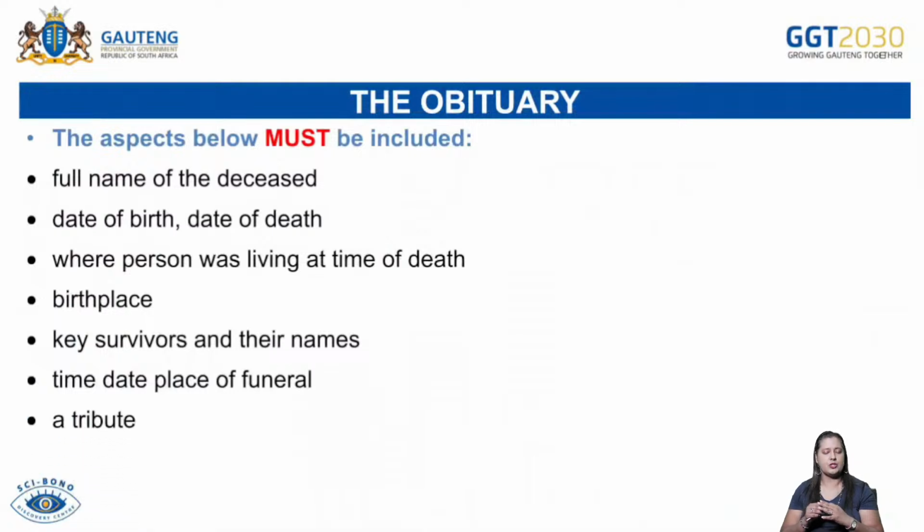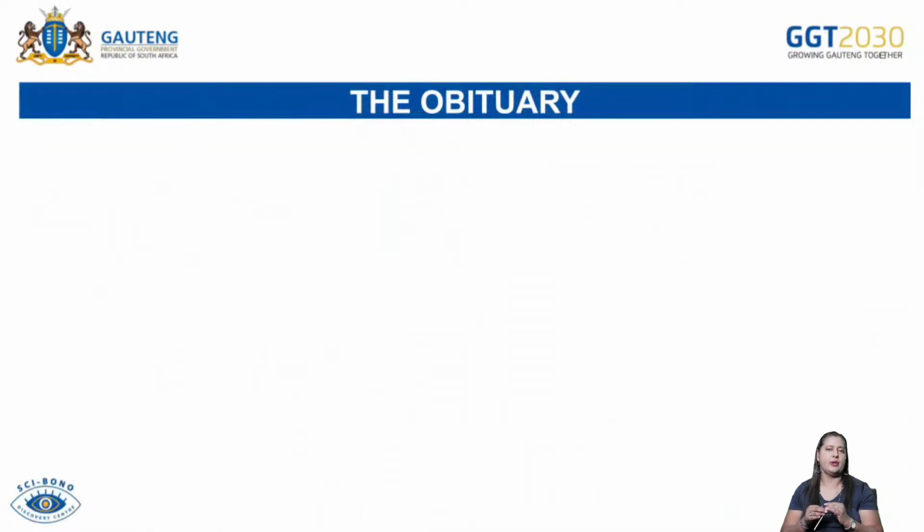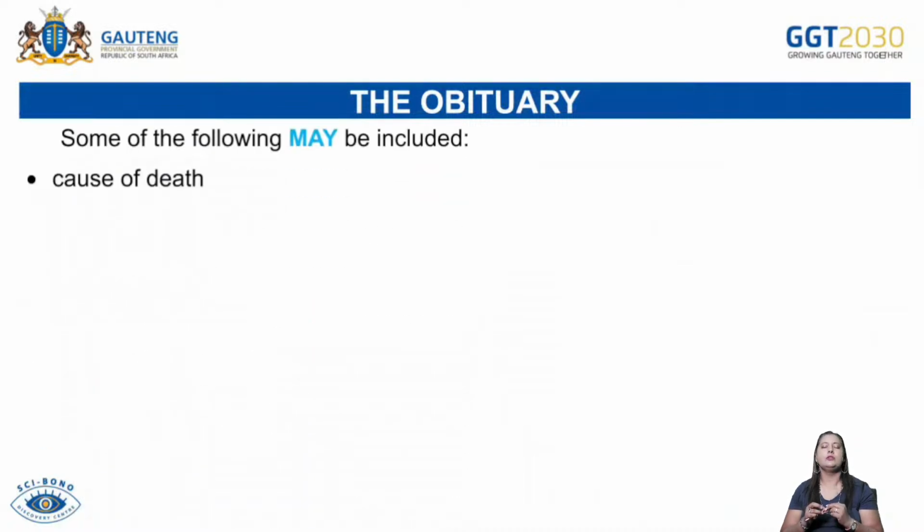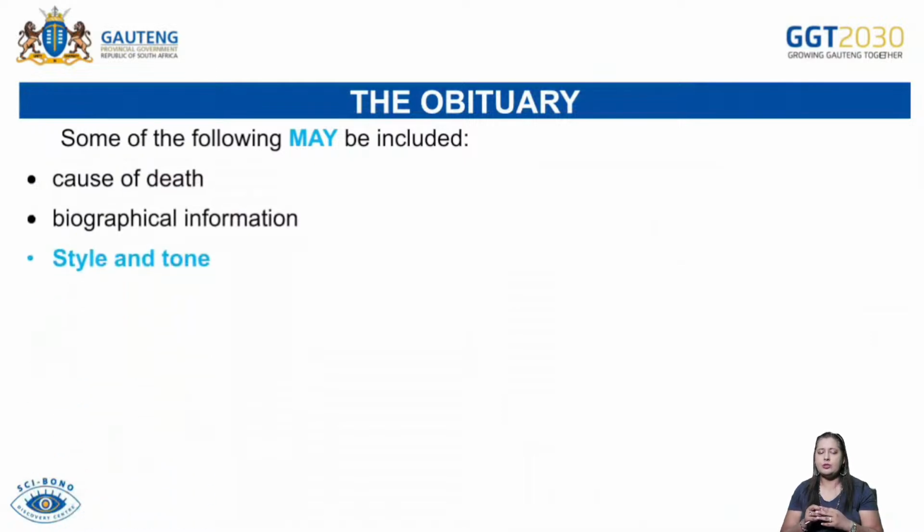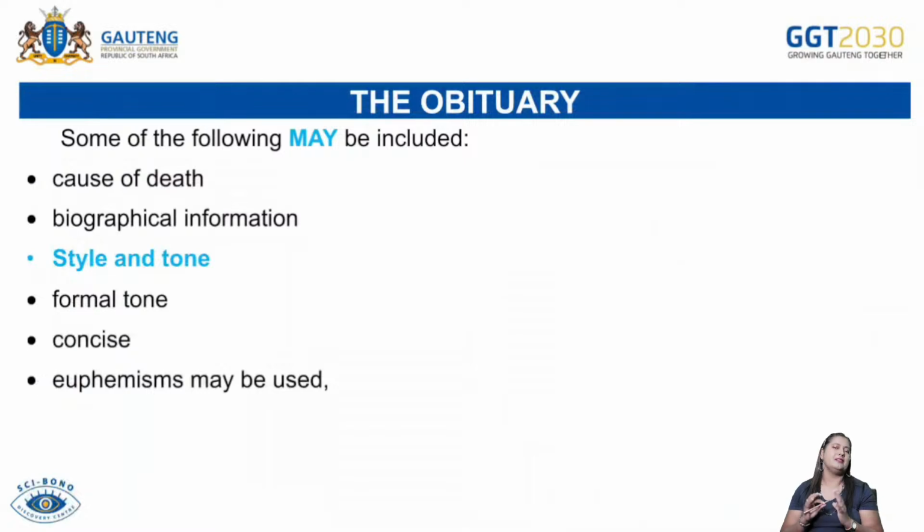If you focus too much on the tribute, you're going to be obviously going towards the eulogy. So be careful. You may also include the cause of death. You may look at biographical information of him or her. The style and tone, be careful again here. It must be formal. It is a formal piece or a formal announcement. It has to be concise and to the point, and try not to use anything else except the euphemisms. All right.